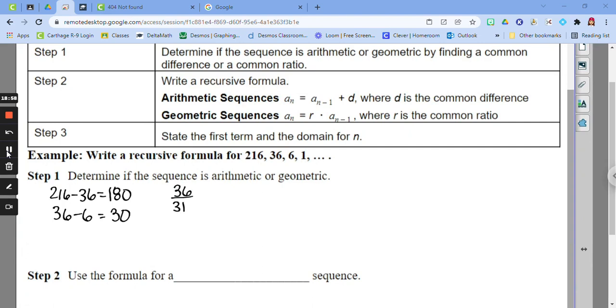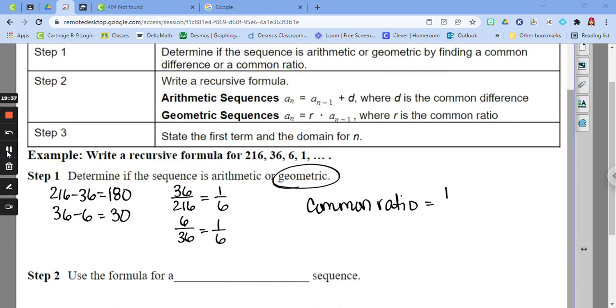Again, we can double check. 36 over 216, because we do need what that is. So that should be 1/6. We double check. 6 over 36, 1/6. Again, remember your common ratio is the next term over its previous to get the common ratio. So it's geometric. The common ratio, which we will need, is 1/6.